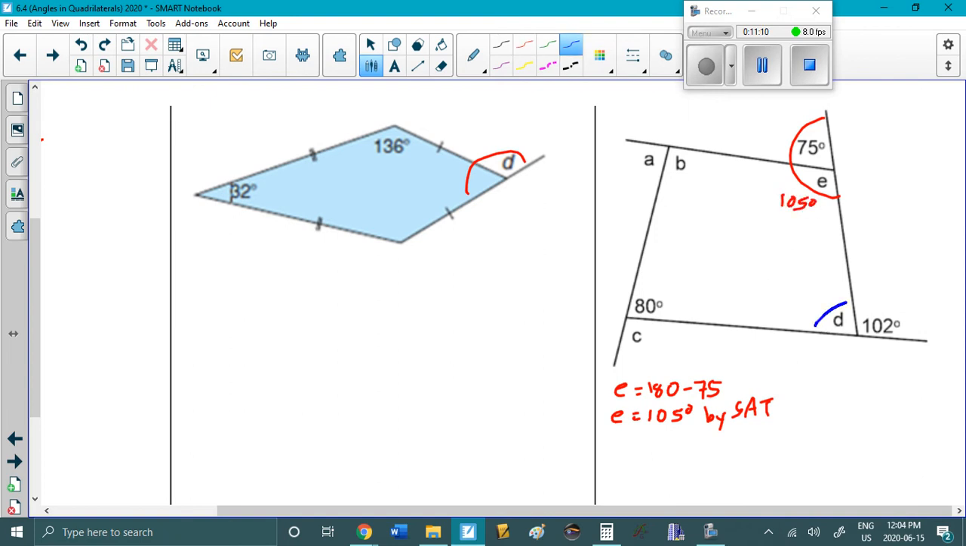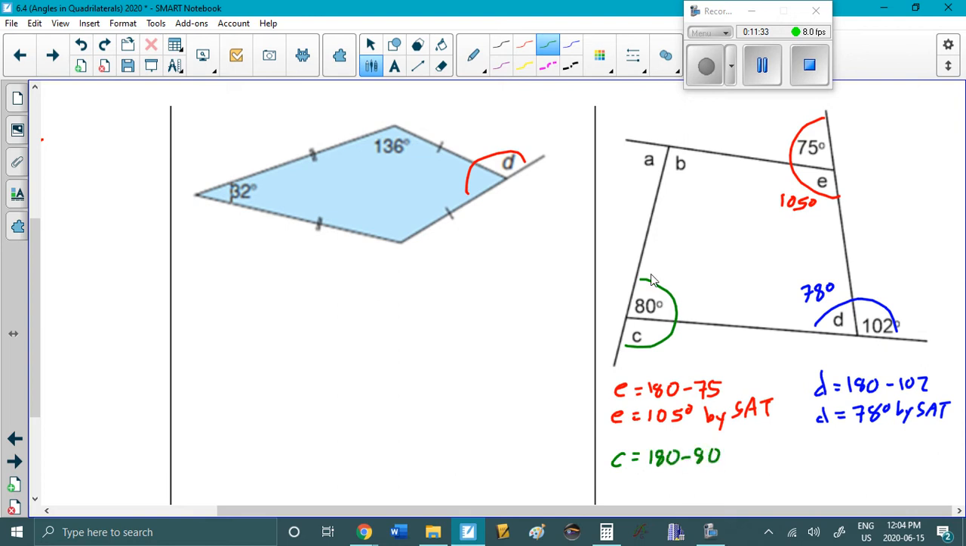I come down here, these two add to 180. So D is 180 minus 102. D is 78 degrees by SAT. So this is 78 degrees. And then I come over here and let's find C. So C equals 180 minus 80 because they're on a straight line. So C is 100 degrees by SAT.